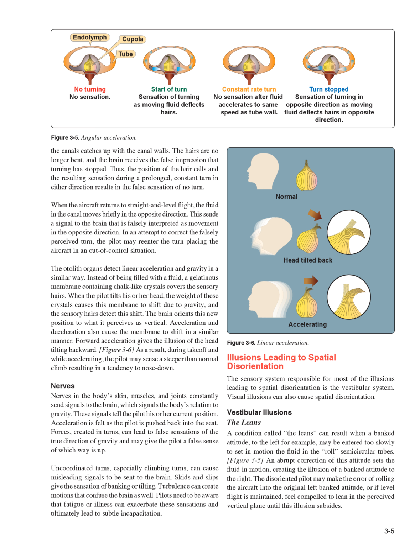Nerves in the body's skin, muscles, and joints constantly send signals to the brain, which signals the body's relation to gravity. These signals tell the pilot his or her current position.